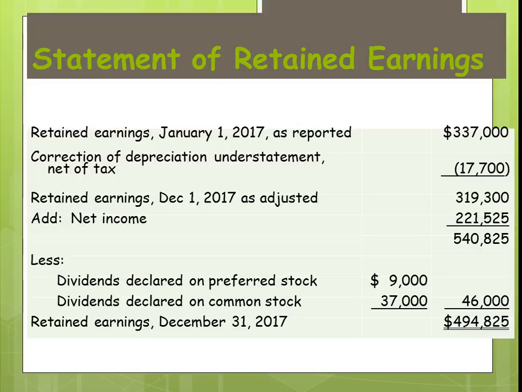Here's what it would look like. We take our retained earnings balance, we would subtract out the depreciation that's understated, which means we didn't take enough out, so now we have to back it out. We get adjusted beginning retained earnings, and that should say January 1st, not December 1st. And that gives us net income. We're going to add our net income, and then we're going to take out the dividends, and that would give us the retained earnings December 31st.